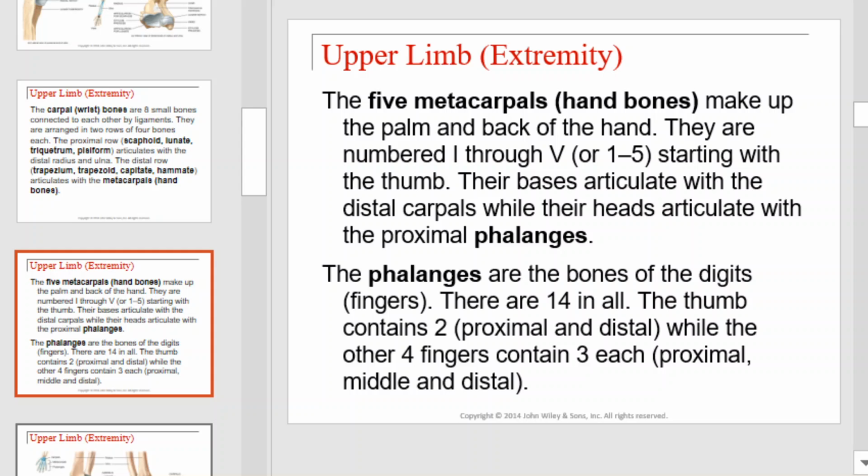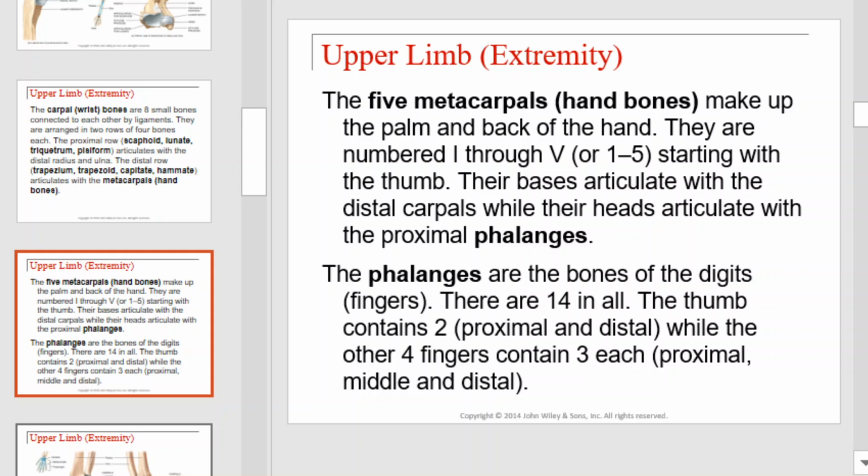The 5 metacarpals or hand bones make up the palm and back of the hand. They are numbered 1 through 5, starting with the thumb. Their bases articulate with the distal carpals, while their heads articulate with the proximal phalanges.